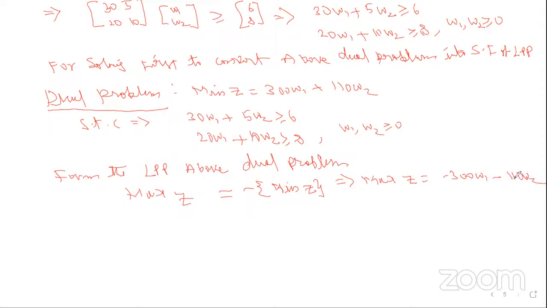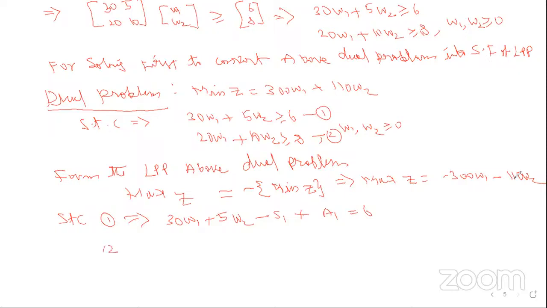So subject to constraints. STC. Consider equation number 1. 30 W1 plus 5 W2 minus S1 plus A1 equal to 6. Here S1 is a surplus variable, because for greater than or equal to constraints we need to subtract a surplus. A1 is the artificial variable.